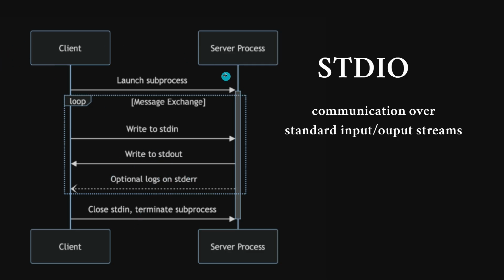So the client and the server receive the JSON messages via the standard input, and standard output is the response. And these are mainly well suited for the local file systems, as well as the Git servers which are hosted on the local clients. So now let's see how the HTTP with server sent events operates.